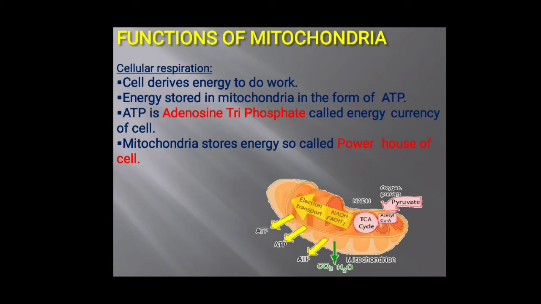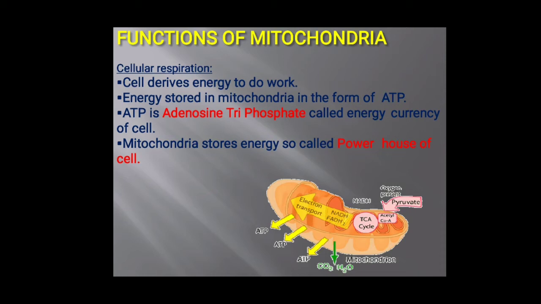Now, what is the function of mitochondria inside the cell? The important function of mitochondria is that it is responsible for cellular respiration. It is a process through which the cell derives energy to do its work. The energy in the mitochondria is stored in the form of ATP. The abbreviation of ATP is adenosine triphosphate. This ATP is called the energy currency of the cell. As mitochondria stores the energy in the form of ATP, it is called powerhouse of the cell.